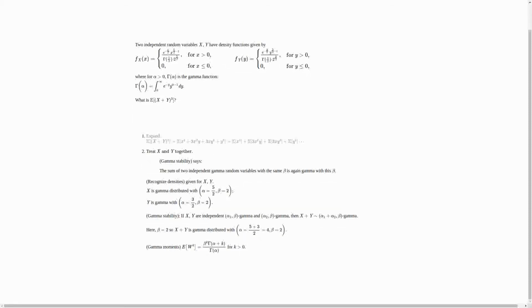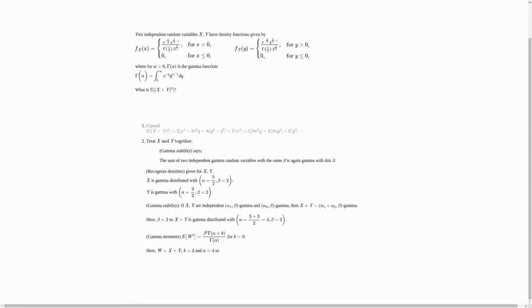So now we have just one variable here, x plus y, and we just need to find the third moment of that. Moreover, we know it has a gamma distribution. So we can look at the formula for gamma moments, which says the kth moment of a gamma random variable w with parameters alpha and beta is beta to the k, gamma of alpha plus k over gamma of alpha. And that's good for any k equal to 0, 1, 2, 3, 4, 5, etc.